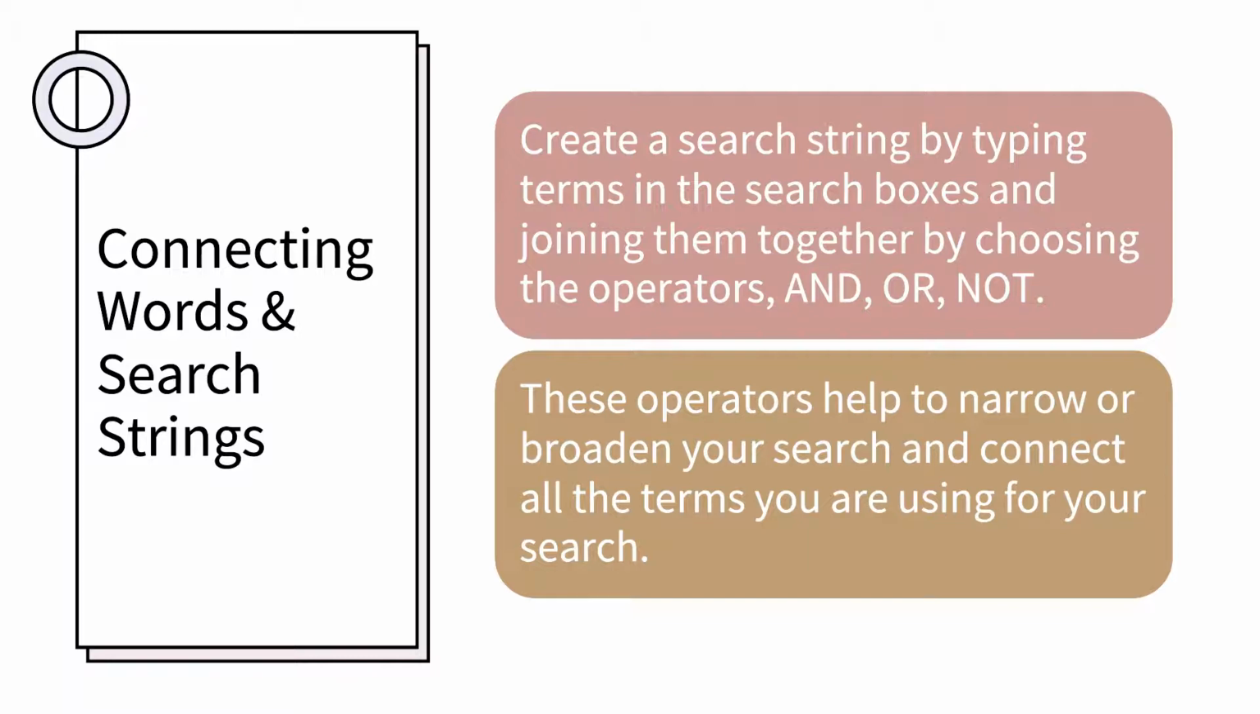To do this, we can create a search string by typing in our terms in the boxes and join them together by choosing the operators and, or, not, which are accessible in the small drop-down boxes. These operators help to narrow or broaden your search and connect all the terms you are using for your search.